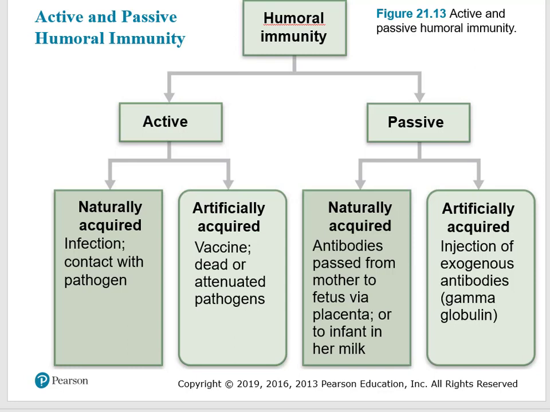Passive, on the other hand, I said there are no memory cells formed. So it can happen naturally through the placenta, through milk, from the mother to the fetus. That's naturally acquired passive humoral immunity.